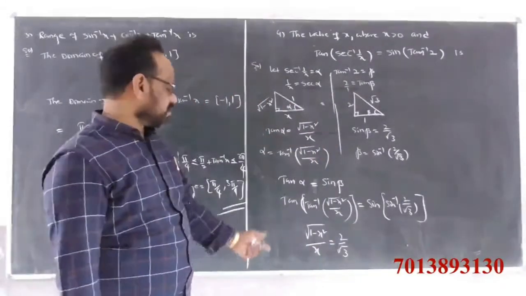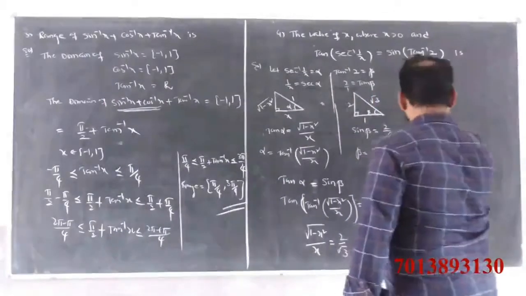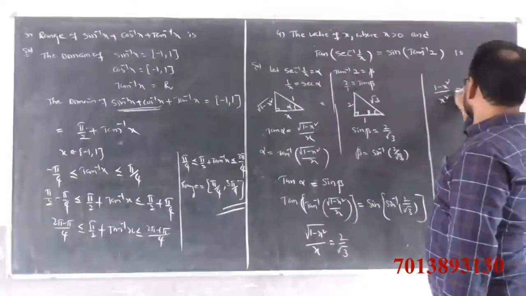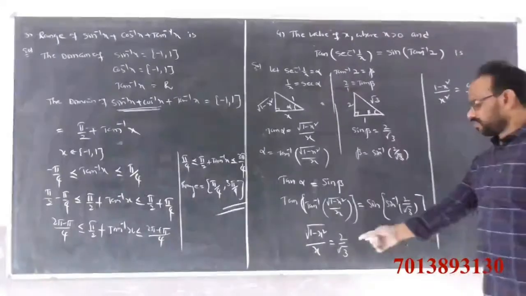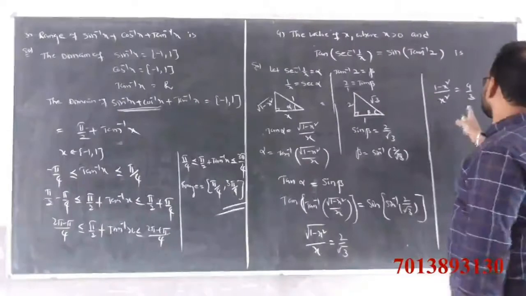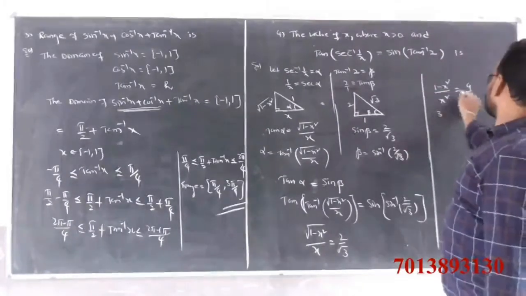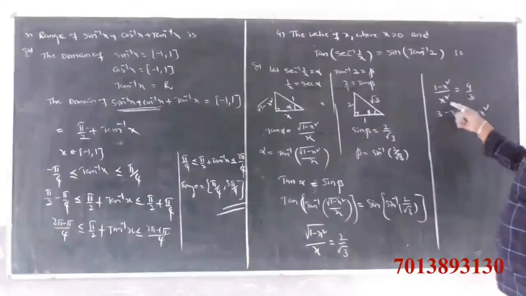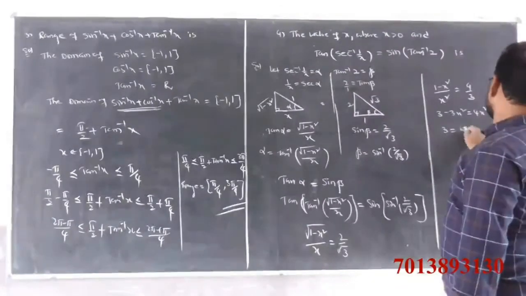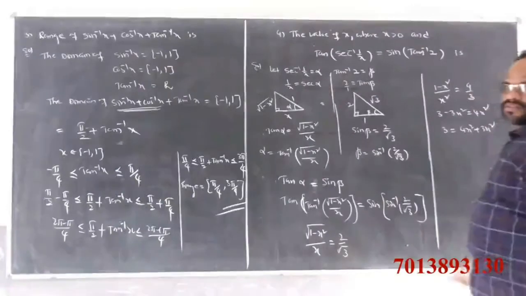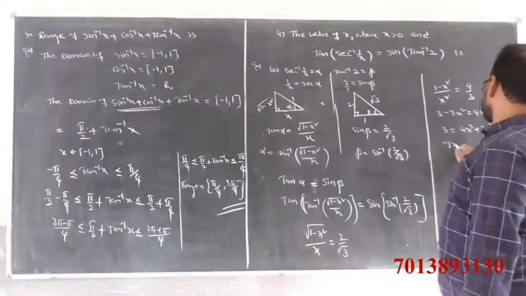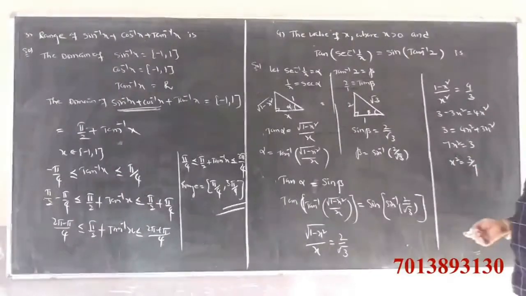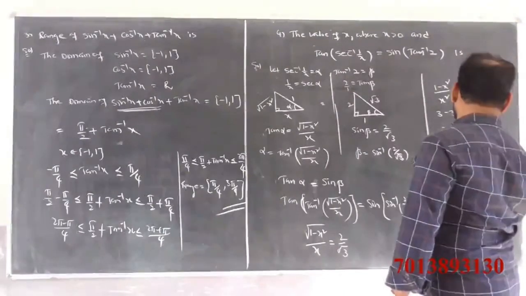We want the x value, so squaring on both sides, we get 1 minus x square by x square is equal to 4 by 3. If you do cross multiplication, 3 ones are 3, 3 minus 3x square is equal to 4x square. If you transpose, 3 is equal to 4x square plus 3x square, so 7x square is equal to 3. X square is equal to 3 by 7. X is equal to plus or minus square root of 3 by 7.